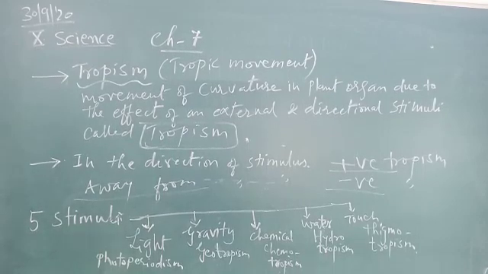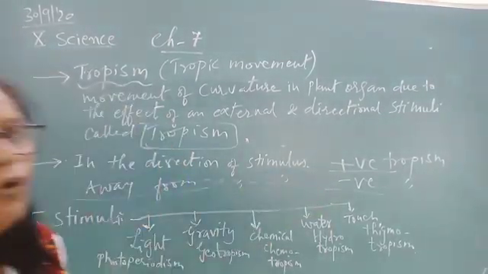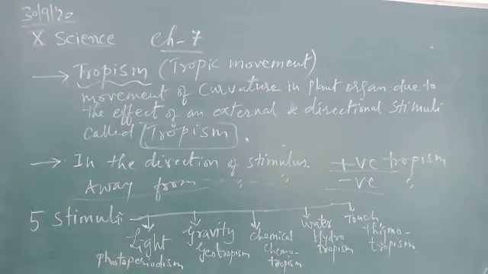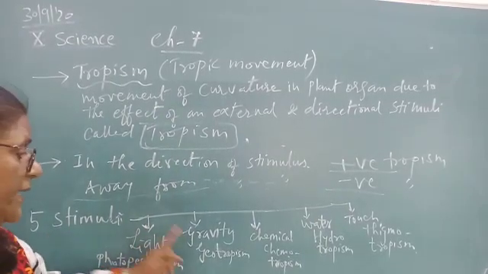Now you know the roots. The roots of the plant grow away from the light. So this is called negative phototropism. Now the second one, that is gravity.